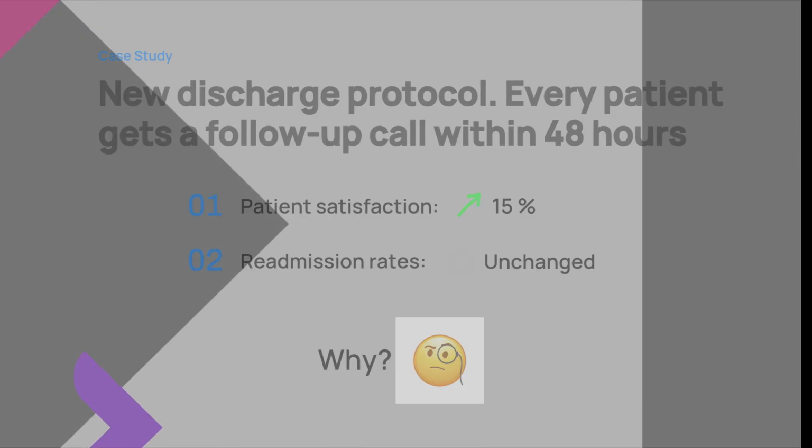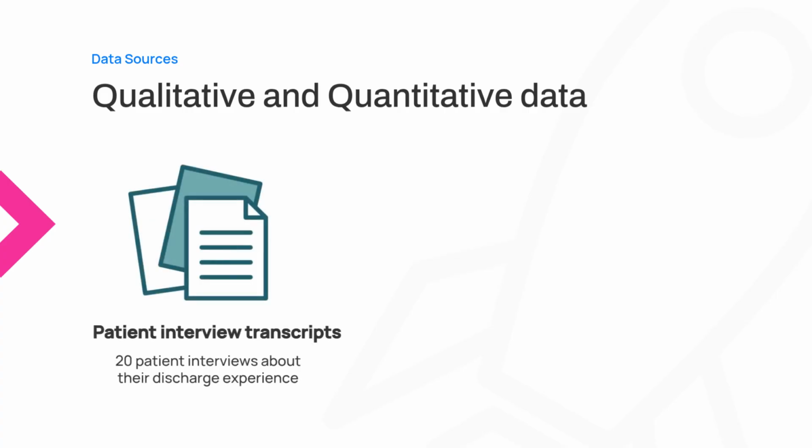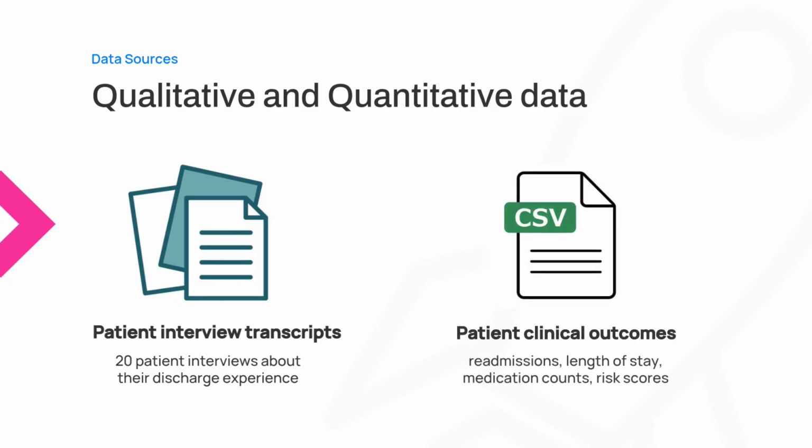Something is missing. I have 2 data sources: patient interview transcripts, 20 patient interviews about their discharge experience, and clinical outcomes, readmissions, length of stay, medication counts, risk scores, etc. The quantitative tells me who is being readmitted. The qualitative should tell me why. And my job is to figure out what.